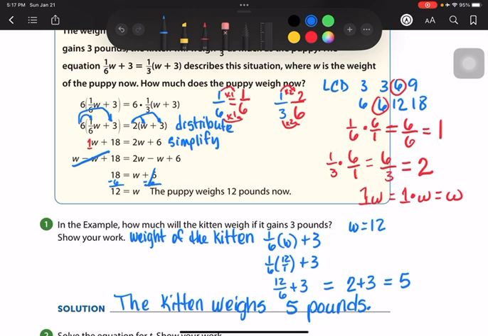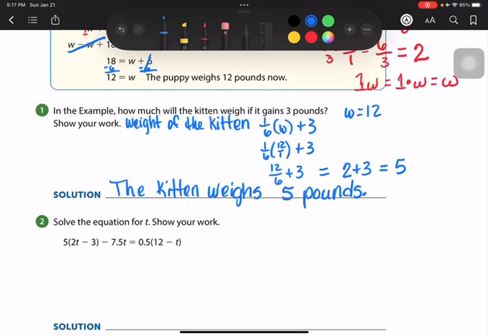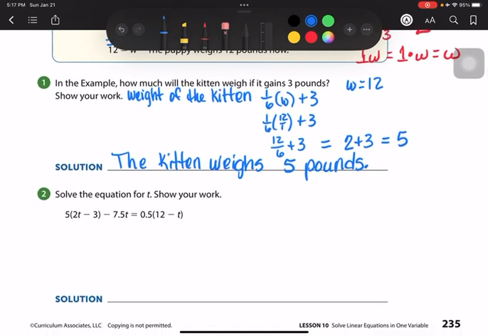Okay, the kitten weighs 5 pounds. All right, number 2. It says solve this equation and show your work. Again, if you did not solve this equation, please pause the video, solve it first, then come back and check your answer. Okay, so the first thing I'm going to do is simplify this problem by distributing.